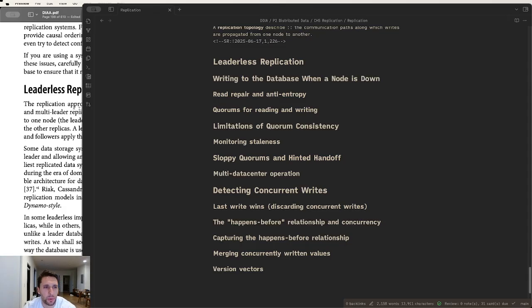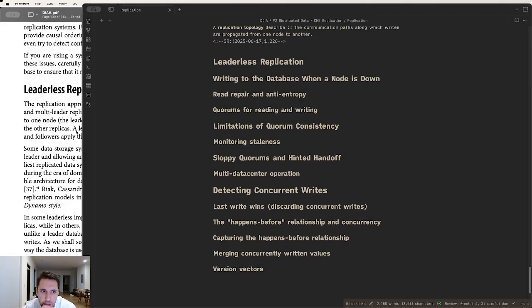The replication approaches we've discussed so far in this chapter, single leader and multi-leader replication, are based on the idea that a client sends a write request to one node, the leader, and the database system takes care of copying that write to other replicas. A leader determines the order in which writes should be processed, and followers apply leaders' writes in the same order.